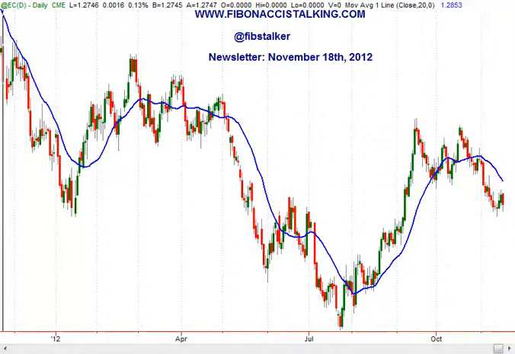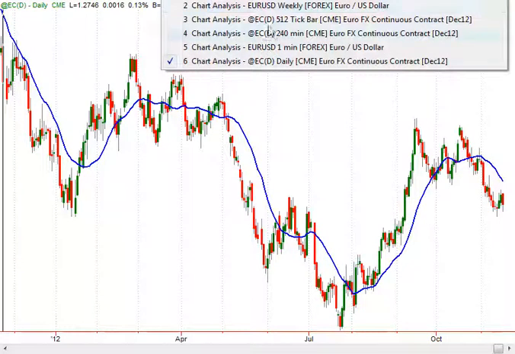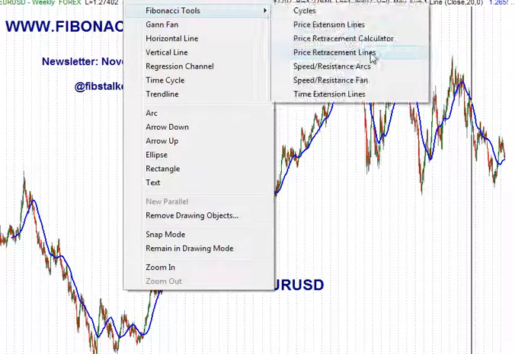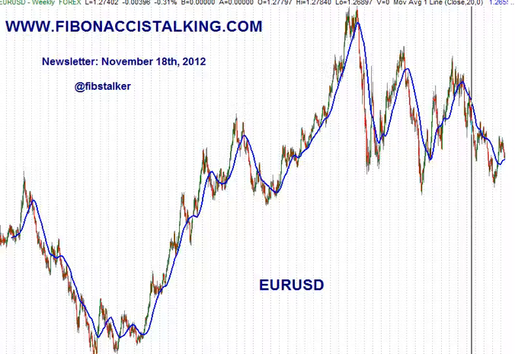I will start by doing a review of the euro dollar on the weekly chart. I'm using the cash euro versus USD forex pair because I have more data and I can show you what is going on with the euro over the long term.